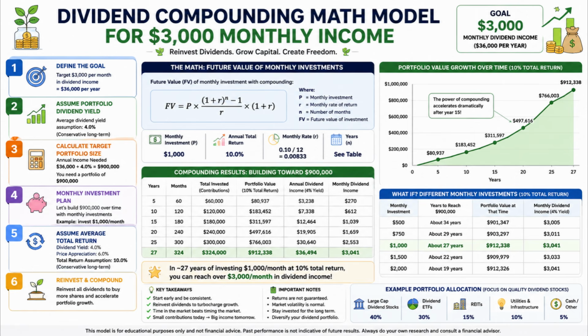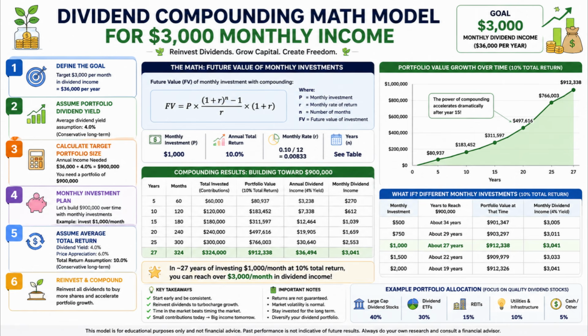After 5 years, the investor will have contributed $60,000. Based on the assumed 10% total return, the portfolio may grow to approximately $80,937. At a 4% dividend yield, this portfolio could generate around $3,238 per year, or about $270 per month.